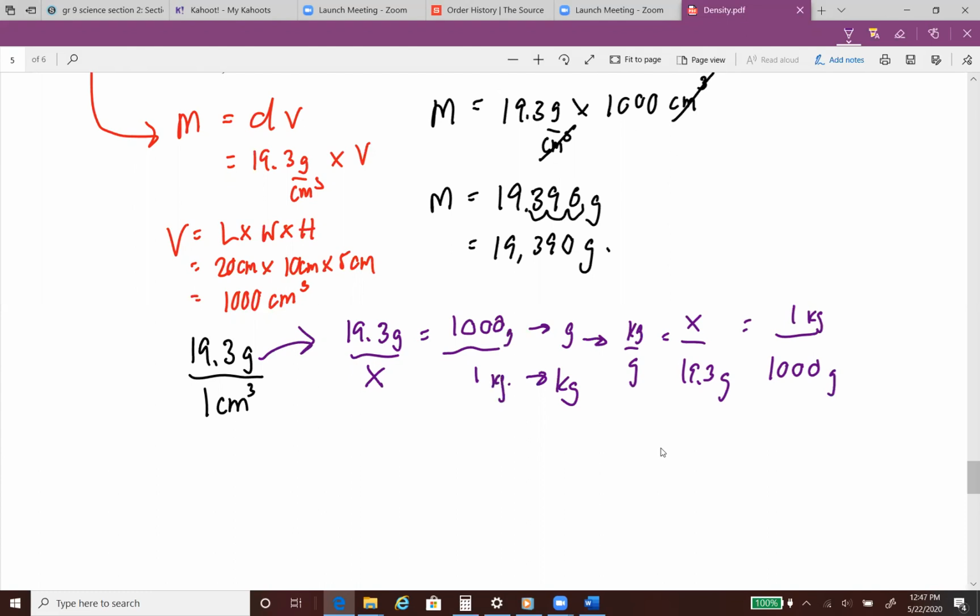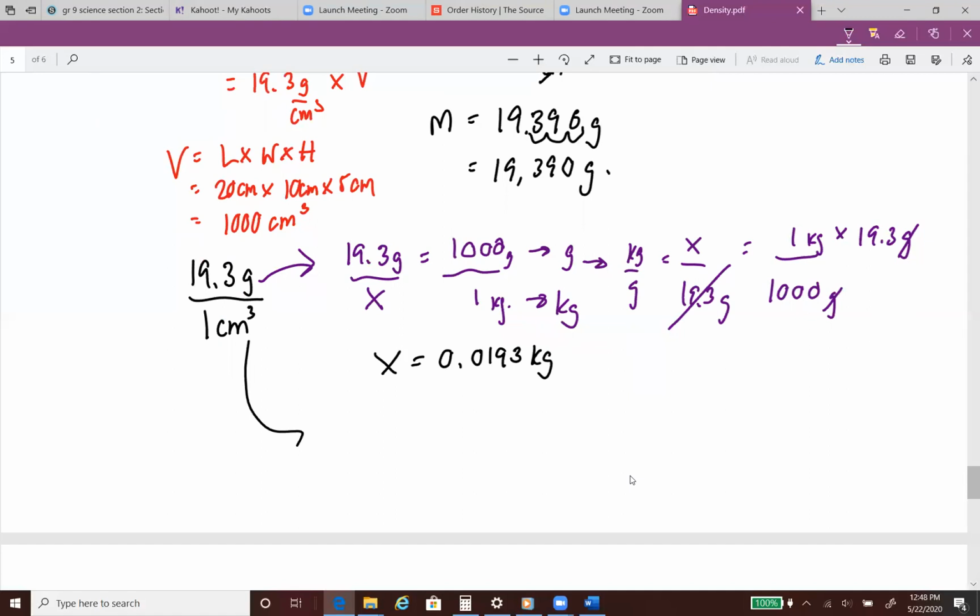Grams, kilograms. If you remember what you do, you cross out because we're dividing, and then you multiply on the other side. This should be familiar because we did this in space. Same technique. You'll notice that grams cancel out, and you're left with kilograms. This is 19.3 times 1, which is easy, 19.3, divided by 1,000. So x would equal 0.0193 kilograms.